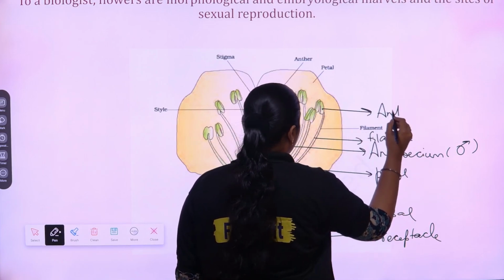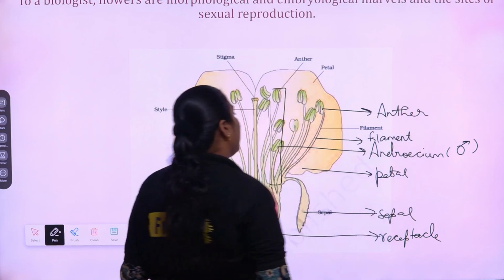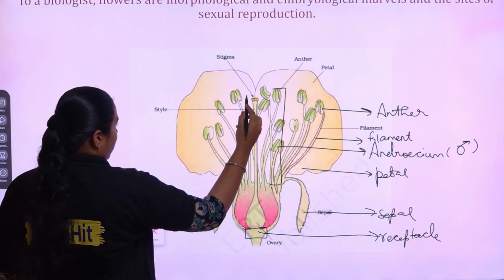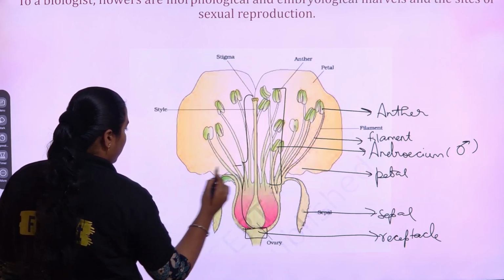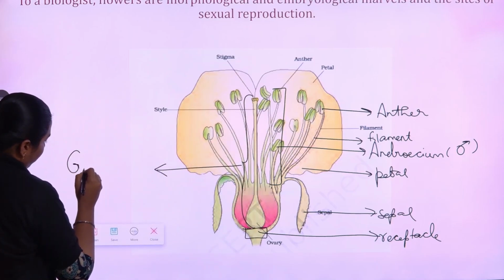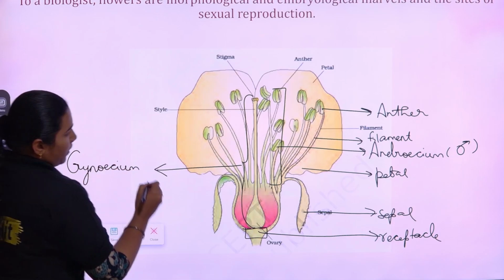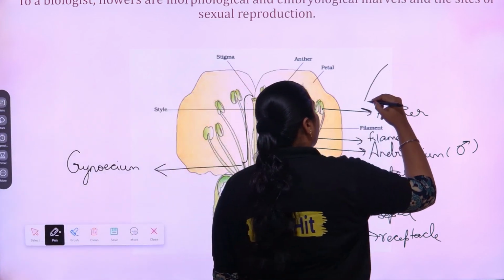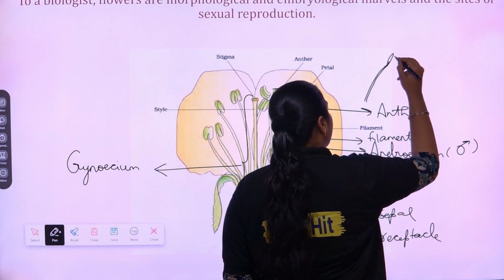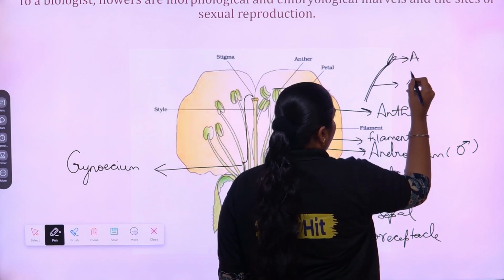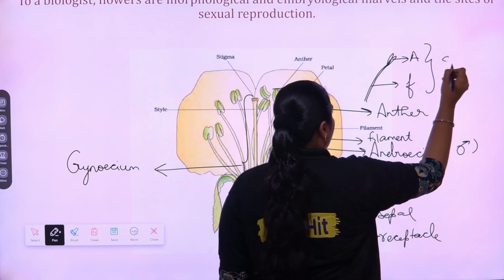So first we'll be studying the male reproductive parts of the flower, and then we'll study the female reproductive parts. And then this structure is called gynoecium. Well, let me put up a diagram separately. I think it will help you to understand better. This is anther, this is filament, this together is stamen.